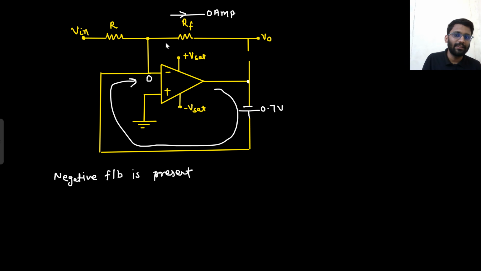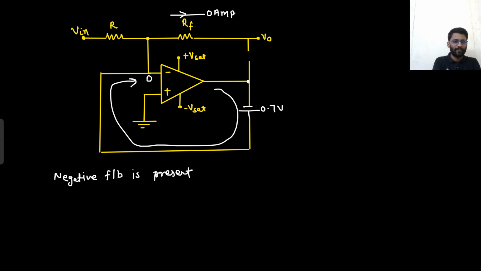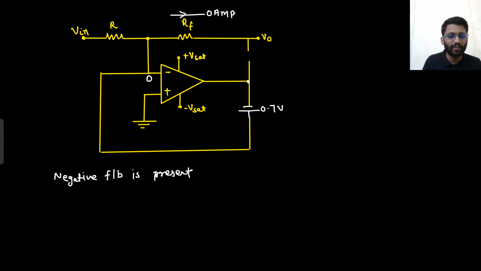But one thing I can say is that this is open ended, so in RF there is 0 ampere current. That's for sure. There is a guarantee about it. Say yes or no. And there is also a guarantee that negative feedback is present. So certainly virtual short is valid. So if this node is 0, this node will also be 0.